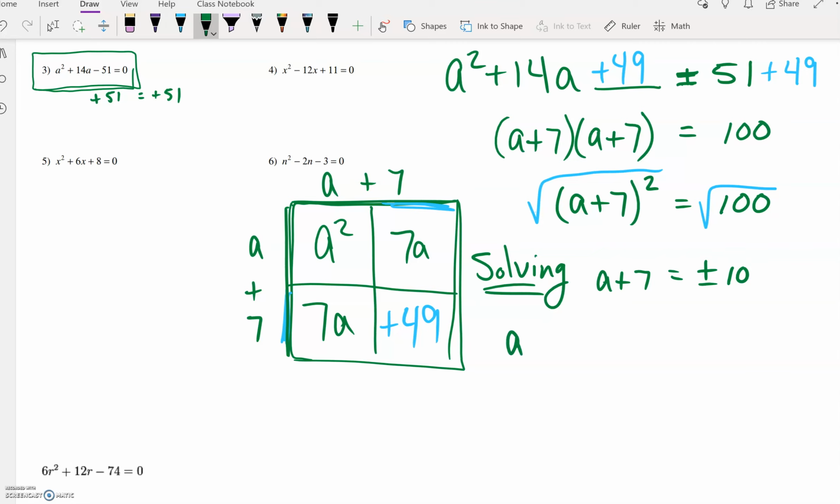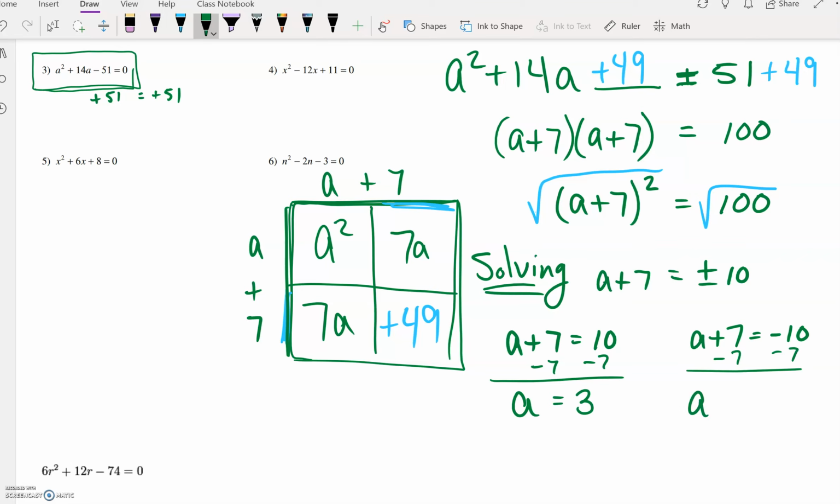And so our two answers are going to come from a plus 7 equals a positive 10, and a plus 7 equals a negative 10. So as you continue to solve here, subtract 7 from both sides, we get a is equal to 3. Subtract 7 on this side. We get a is equal to a negative 17. And these are your two solutions to that problem of solving and completing the square.